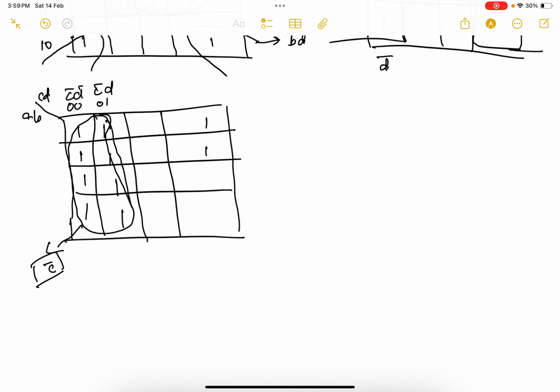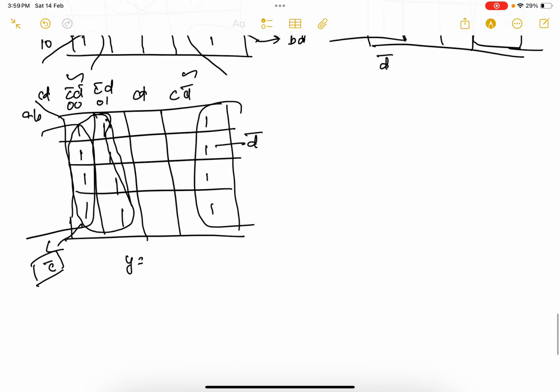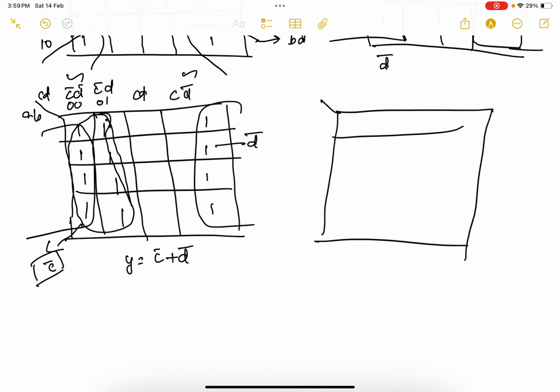If you have one more here, what do we have? This will form another quad. So this is CD, this is 1 0, 1 0. If we take the first and the last column, your common term is nothing but D bar. So the final answer is C bar plus D bar. Okay. A few more examples we can see.